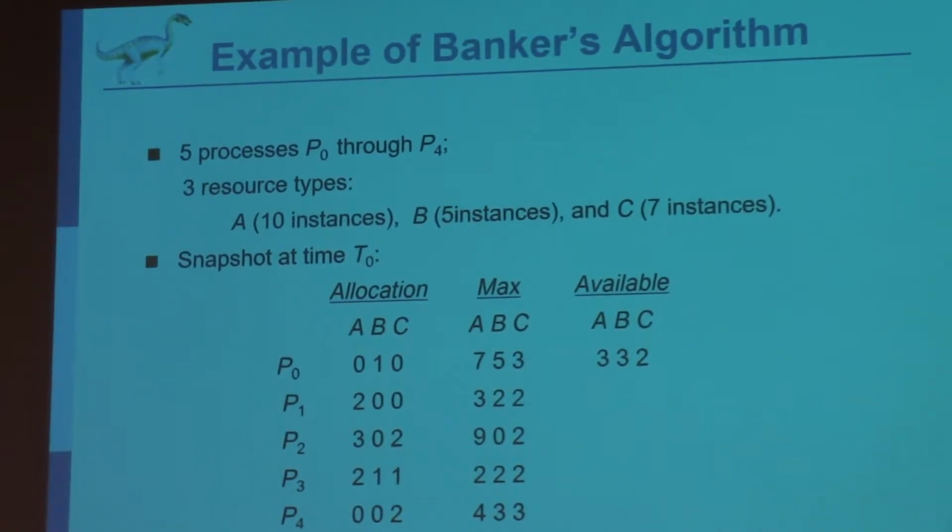2 C are available. Then the question is, which process can be completed first with this available? You need to take a look. So let's say A, B, C are 3, 3, 2.